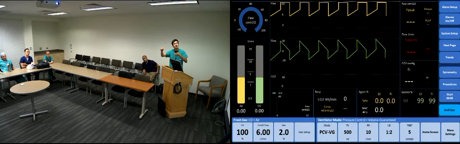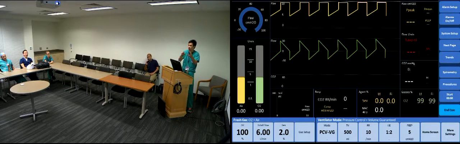It'll give the breath at a constant pressure. And so that's why it's a pressure control mode, but it tries to guarantee you a certain volume by adjusting how it delivers that breath, okay? That's all it is.